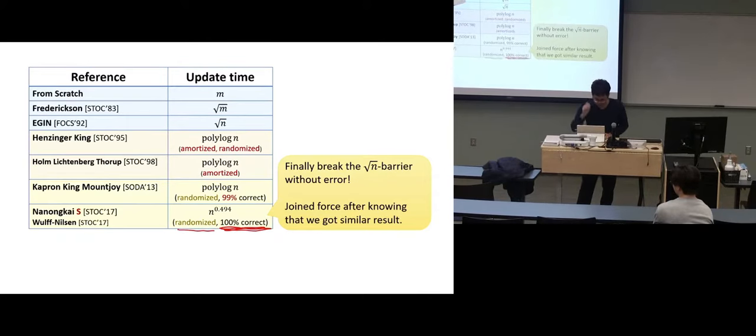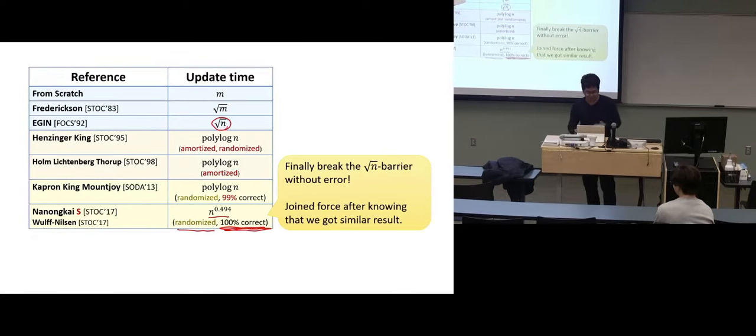It's still randomized, but at least it is faster than root n by a tiny bit, like n to the 1.49 something, 0.49 something. So okay, but it's the first thing that broke the root n barrier without error. That's good. To my surprise, by the way, when we announced the work, it turned out that there is another guy who showed that he can get something similar too. So that was quite crazy at that time. Working on it for 2 years and then people can get it too.